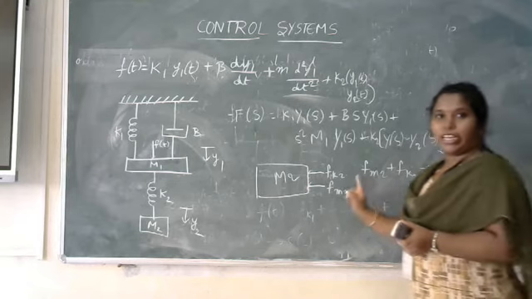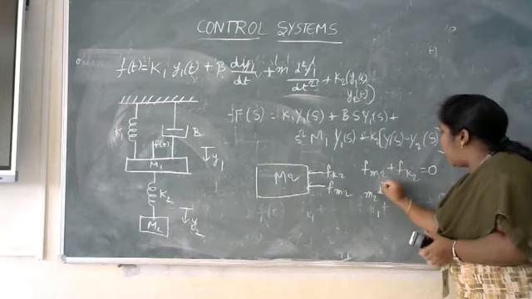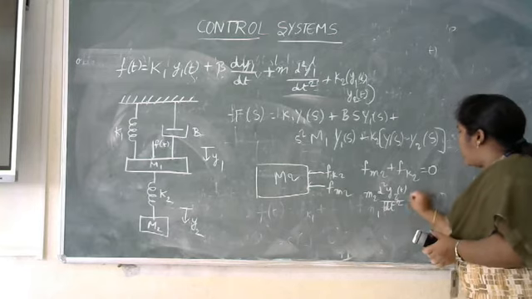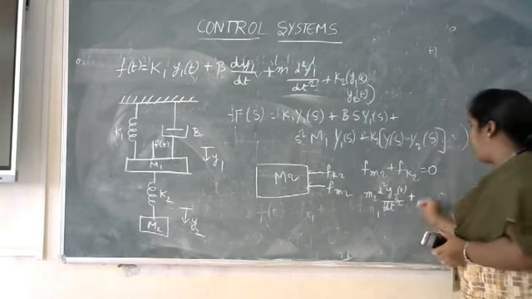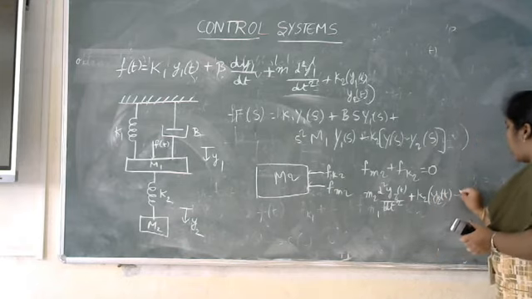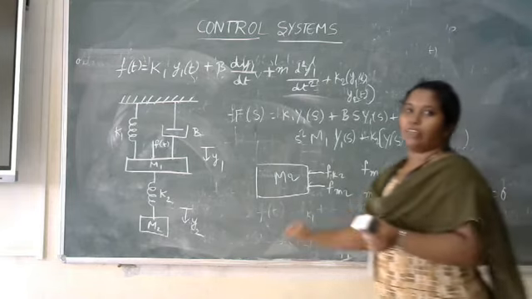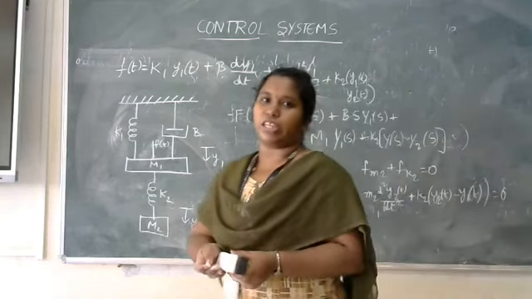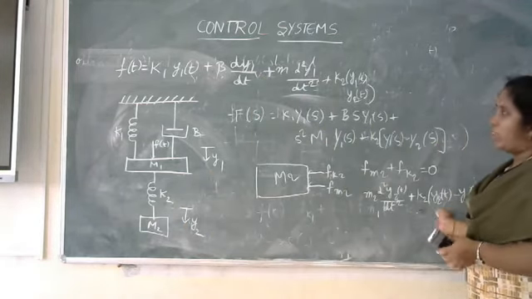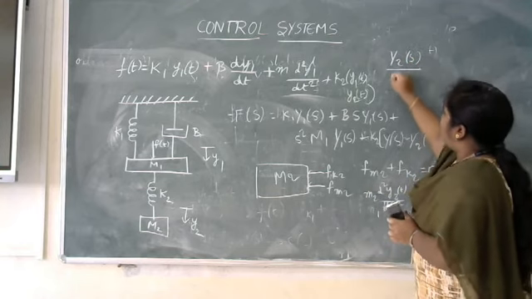What is the individual equation for Fm2? Fm2 is M2 d square y2 of t divided by dt square, plus Fk2, which is K2 into y2 of t minus y1 of t, equal to 0. And for this equation also you have to apply the Laplace transform and determine the values of Y2 of s and Y1 of s. From that we can determine the final transfer function Y2 of s by F of s.